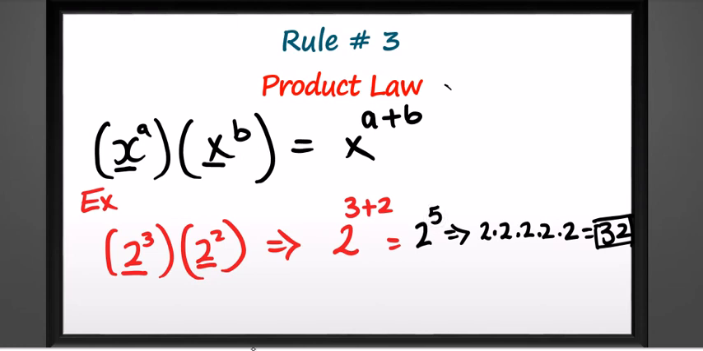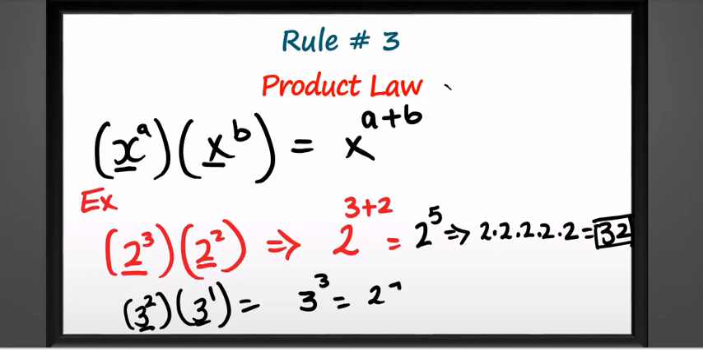Okay. Let's do another example. So 3 to the power 2 and 3 to the power 1. Okay. We have a same base. We'll keep the base as it is and add the exponents. 2 plus 1 is 3. 3 to the power 3 is 27. Okay, so it's easier to use the laws to simplify the expression.